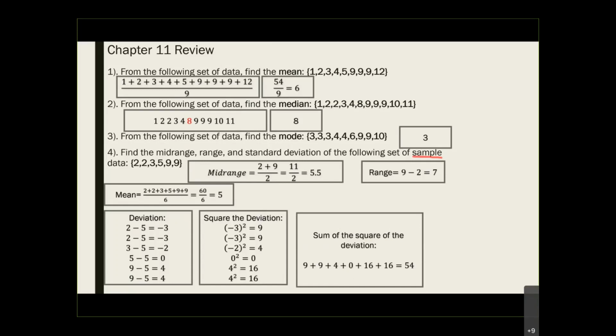Step 4, we need to sum the square of the deviation. Sum of the square of the deviation, which is 9 plus 9 plus 4 plus 0 plus 16 plus 16 to give you 54. So right here at step 5, because they ask us for the sample data, right?